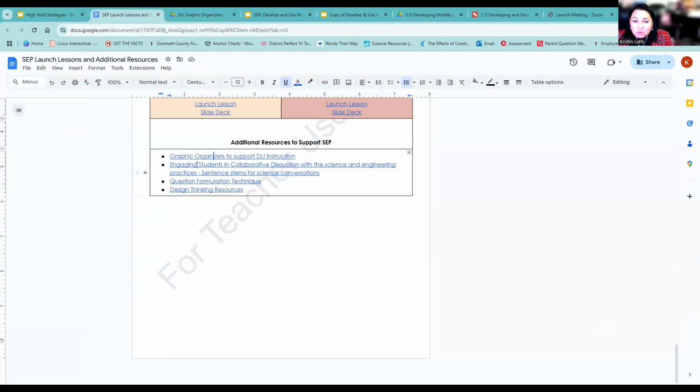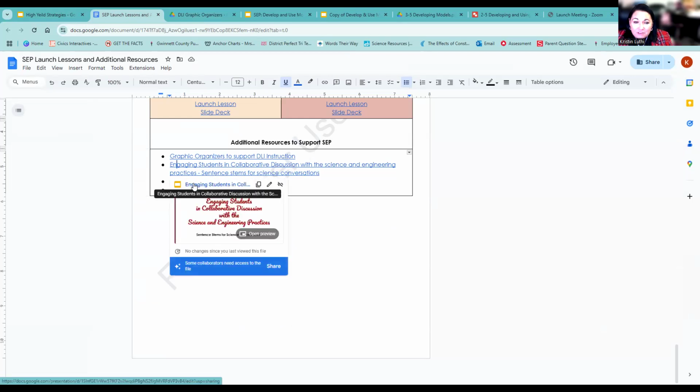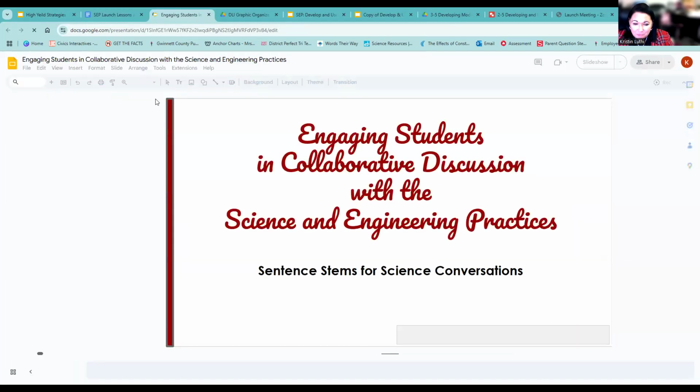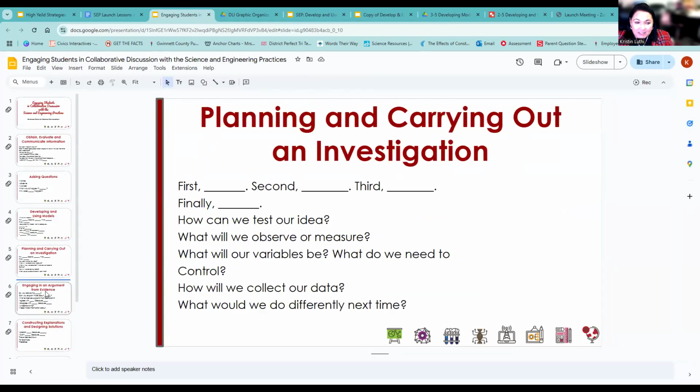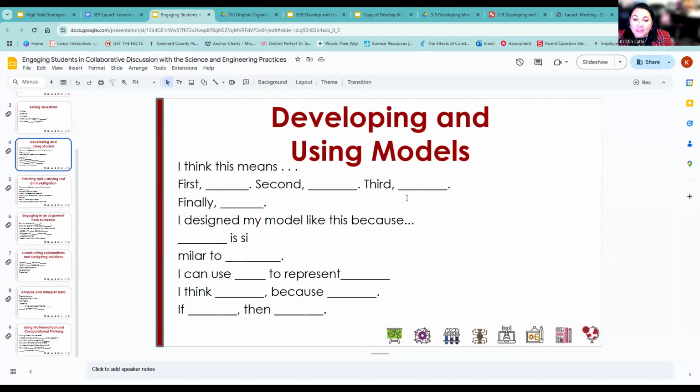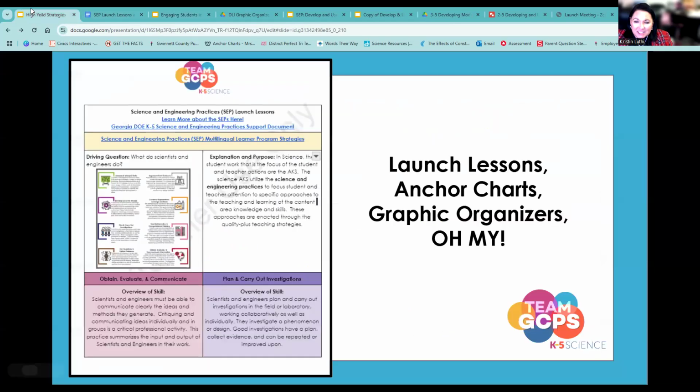As you are engaging with your students around collaborative conversation, don't forget that we have these sentence stems that are going to engage the students. If they are, we'll go back to developing a model. These are some sentence stems that they can use to help support that academic language and also that science and engineering practice.